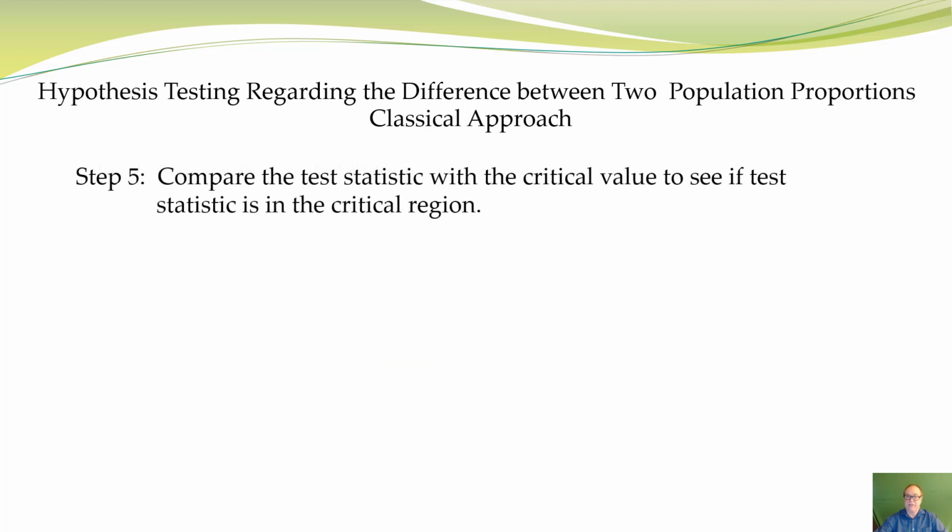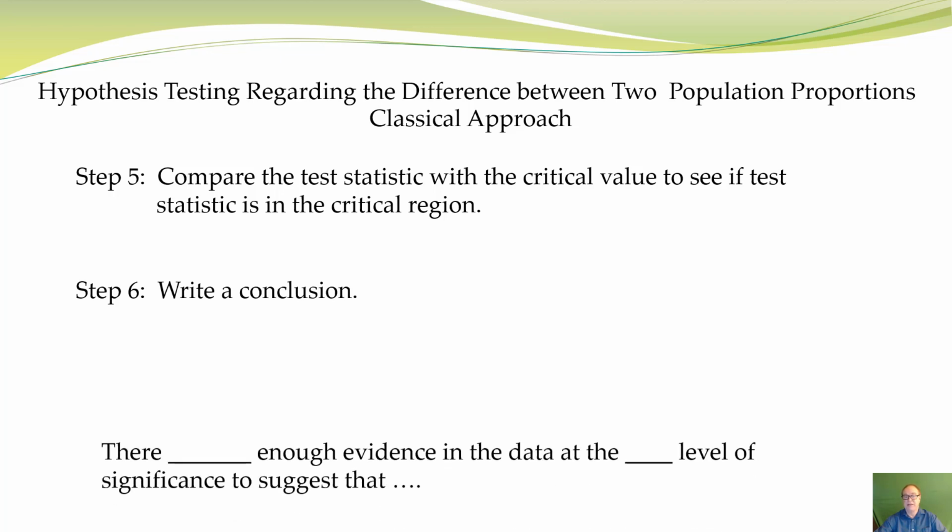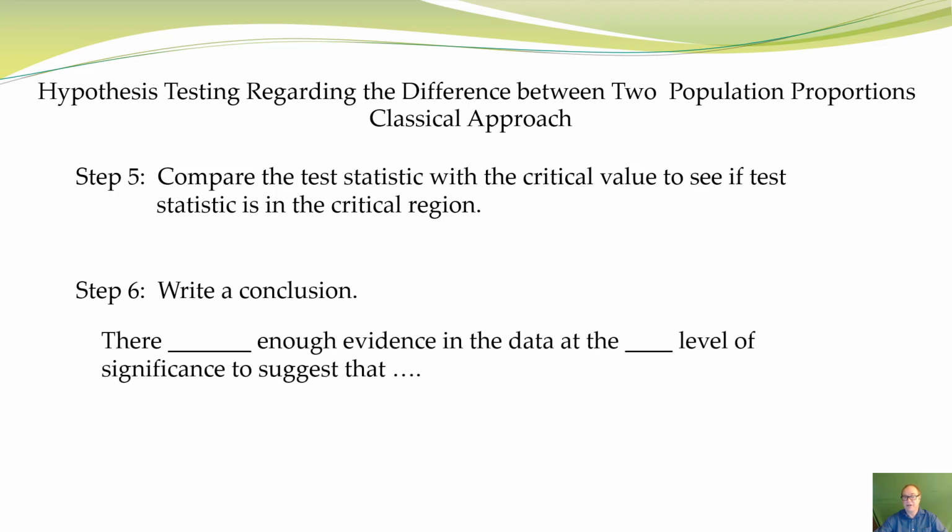Now, step 5, compare the test statistic with the critical value, see if the test statistic is in the critical region. This is the same as Chapter 10. Write a conclusion. This is similar to Chapter 10. You know, there is or is not enough evidence in the data at the 1, 5, 10, or whatever percent levels, and it suggests that, and then whatever the problem said. So basically, everything is very similar except for the null and alternate hypothesis and how you would find the test statistic.